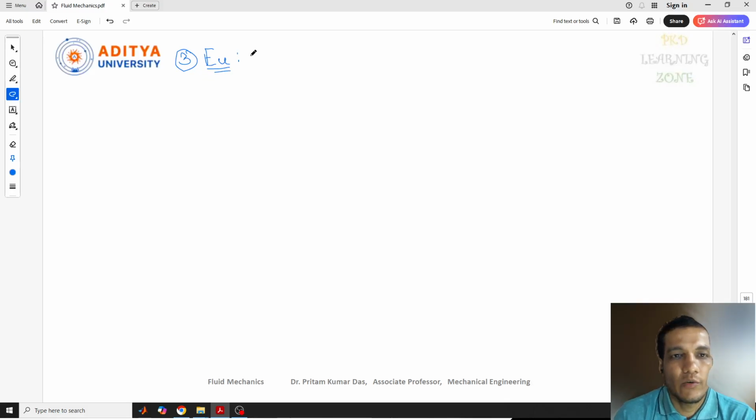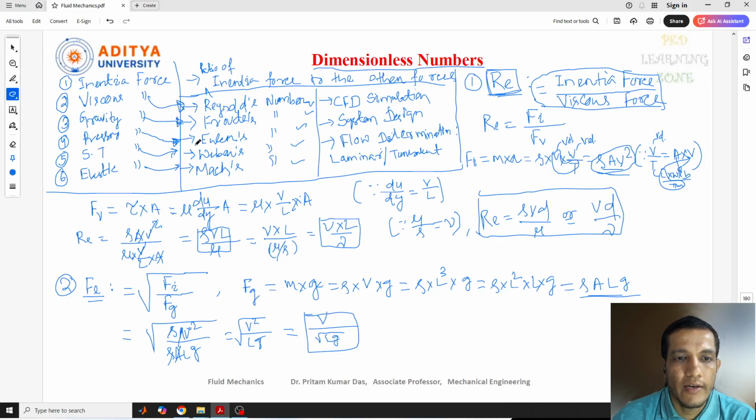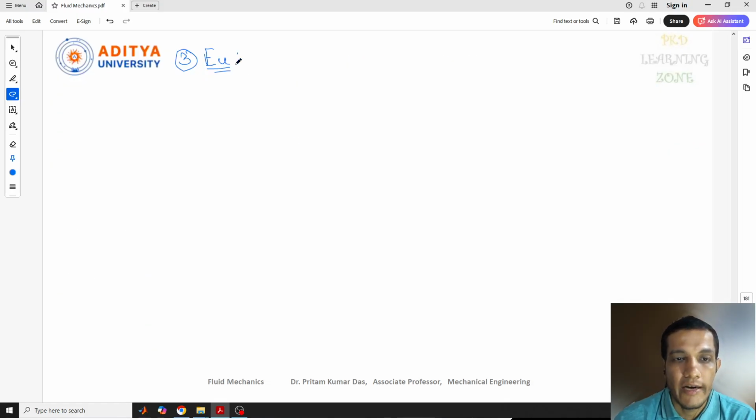As I told you previously, if you see it this way, you can easily remember. Without thinking anything, we can give the definition: it is the ratio of inertia force to the gravity force, already completed, next is pressure force. So it is the ratio of inertia force to the pressure force, but we need to consider the square root. That is the second condition I told. So here we can write Euler number equal to, always we need to consider the square root, square root of Fi in the numerator and Fp in the denominator.